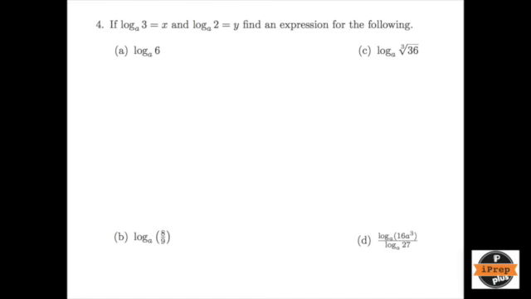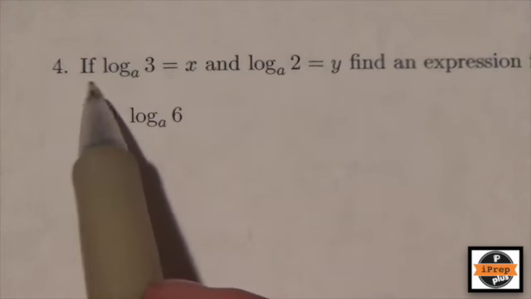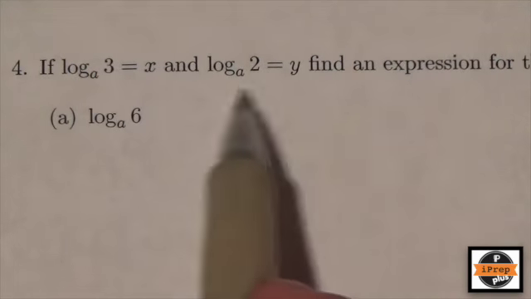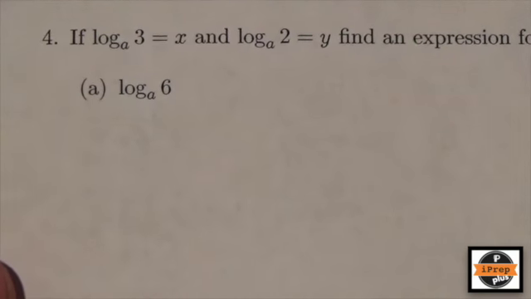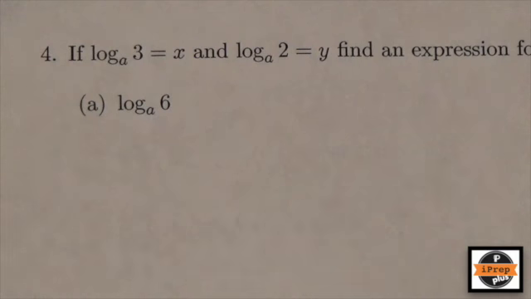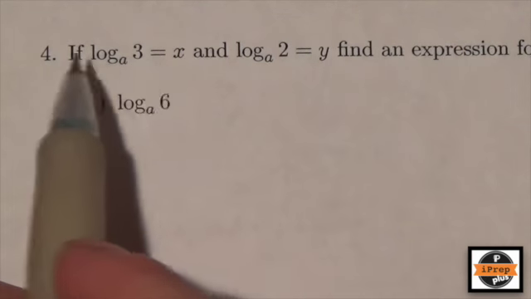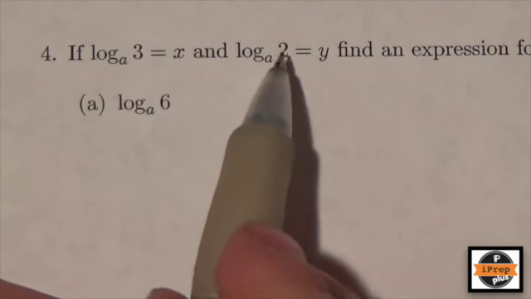Example 4. All right, now this question tells us, it says here, if log base a of 3 is x and log base a of 2 is y, find an expression for each of the following. Okay, now, we have seen these questions before, and I've shown you prior to this point that there are 2 ways to go about doing this. Now I really want to focus on that second method that I was showing you in those previous questions. So notice that I've told you that the log base a of 3 is x, the log base a of 2 is y.